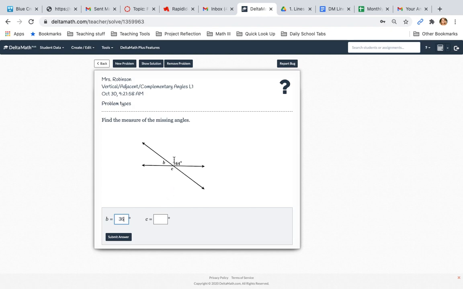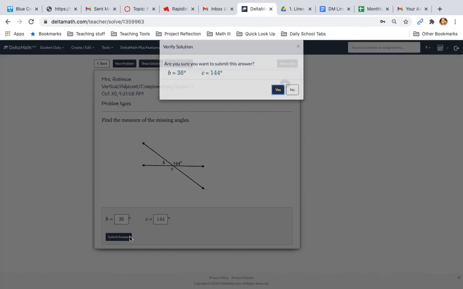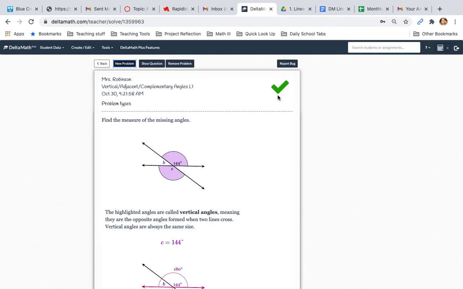And C, because it is vertical, they share only the same vertex, which is the point where they intersect. They are not adjacent. But look, the obtuse matches this obtuse. So 144 is the measure of C also. And that's what you're going to do, is just find the measures of those using angle relationships.